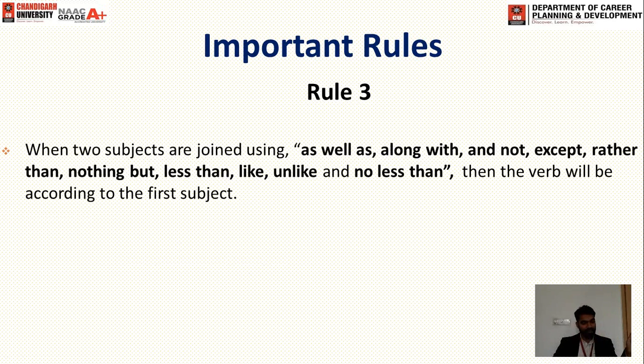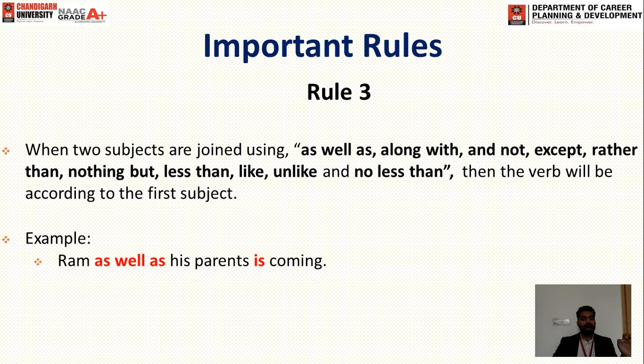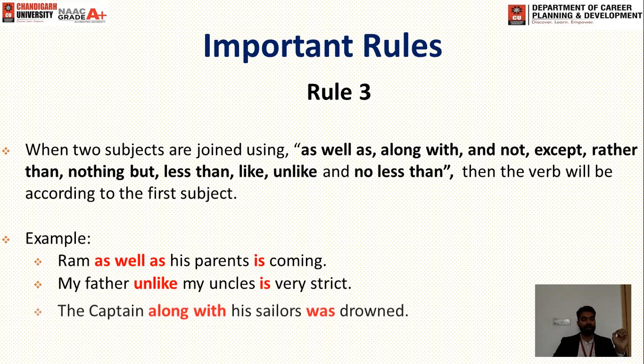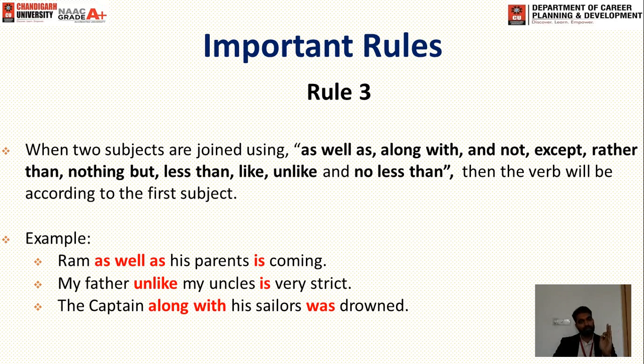Okay, so rule number 3 is, when two subjects are joined by these phrases: as well as, along with, and not, except, rather than, nothing but, less than, like, unlike, and no less than, then the verb will be according to the first subject. It's a basic rule that you need to remember. Okay, so "Ram as well as his parents is coming." "My father, unlike my uncles, is very strict." "The captain along with his sailors was drowned."